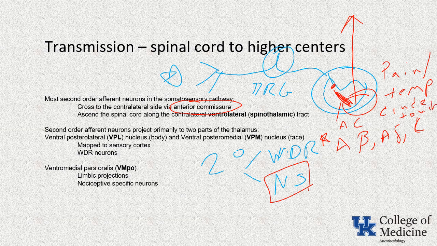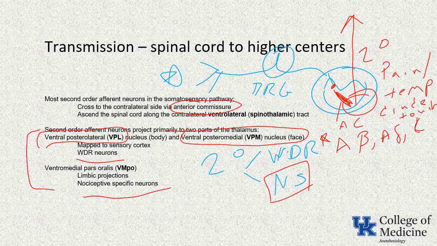And these secondary order neurons, as we said, wide dynamic range and nociceptive neurons, synapse in certain areas of the brain, particularly the thalamus, known as certain nuclei: the ventral posterior lateral nucleus and the ventral posterior medial nucleus of the thalamus, which is primarily the wide dynamic range neurons, and the ventral medial pars oralis, which is where most of the nociceptive specific neurons synapse. So this is the thalamus of the brain.